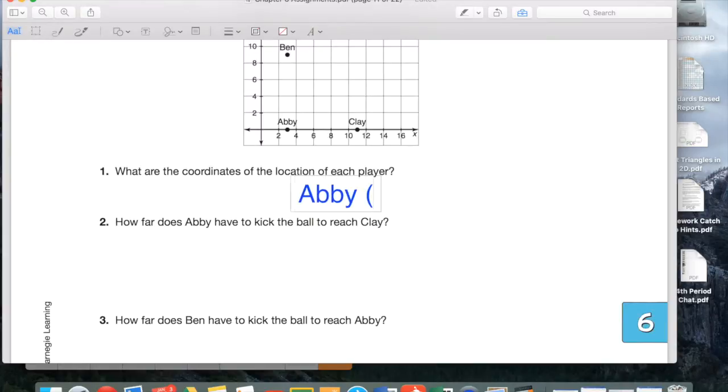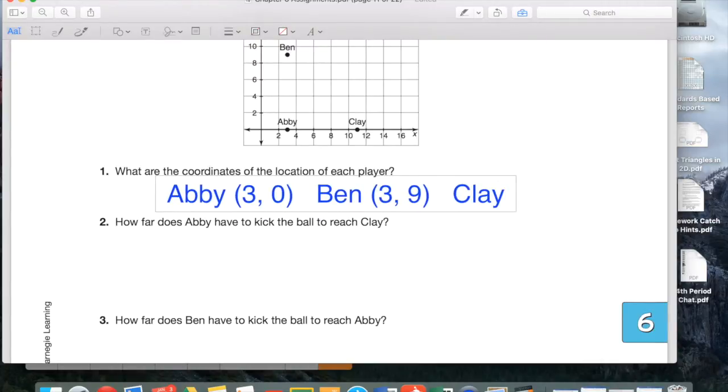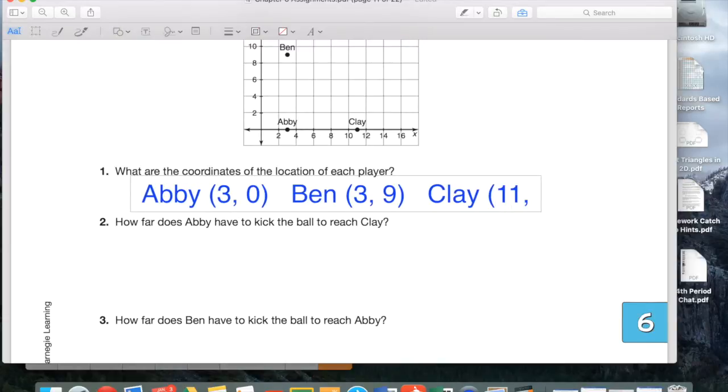So we're going to start with Abby. She's between the 2 and the 4, so she's at 3, 0. And then Ben is located at 3 as well, but he is 9. And then Clay is located at 11, 0.